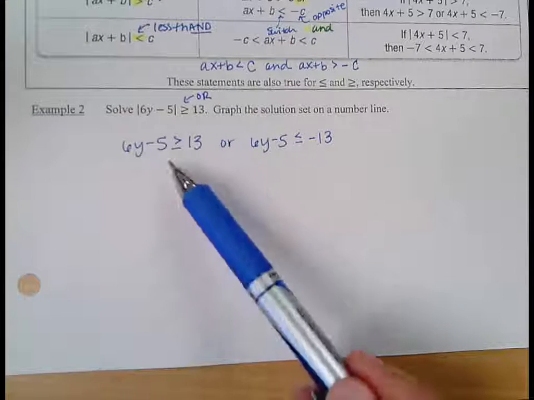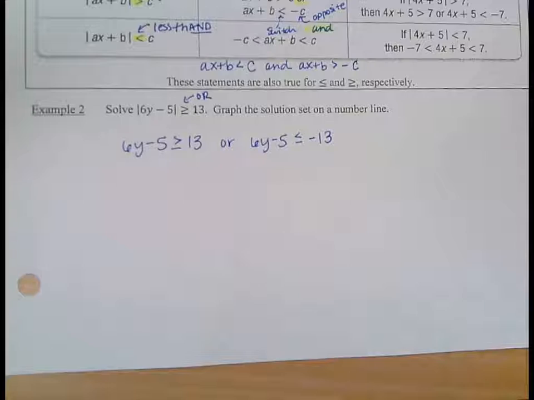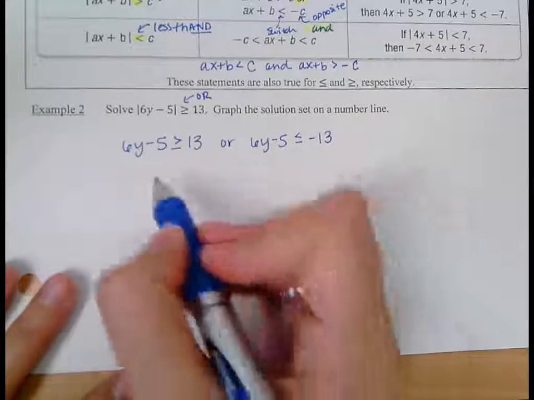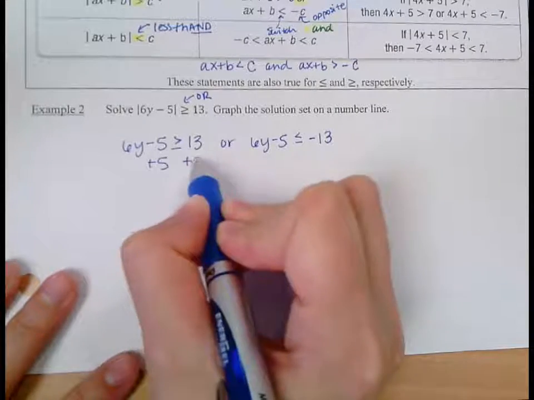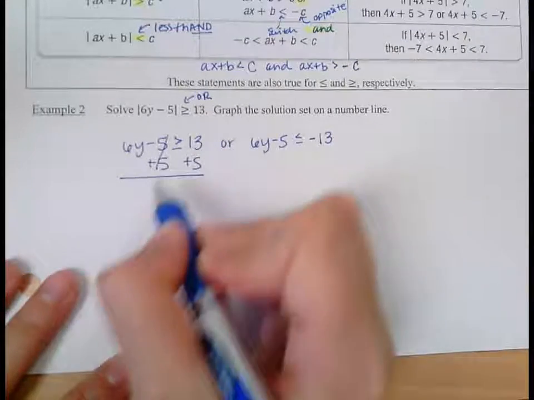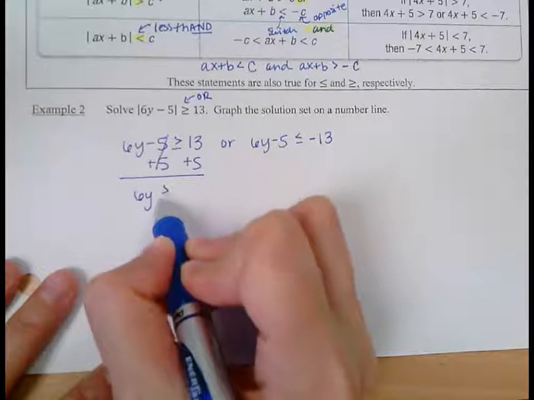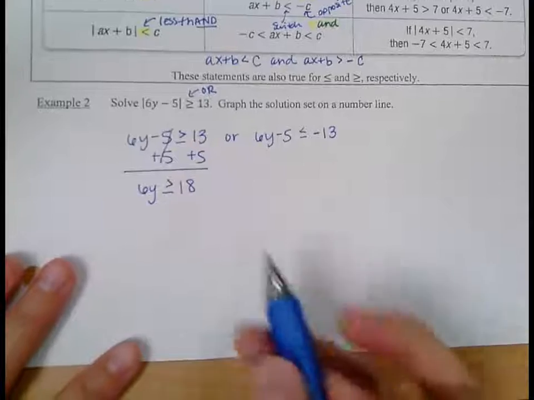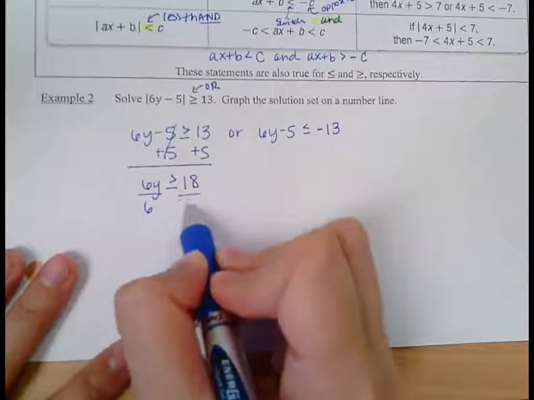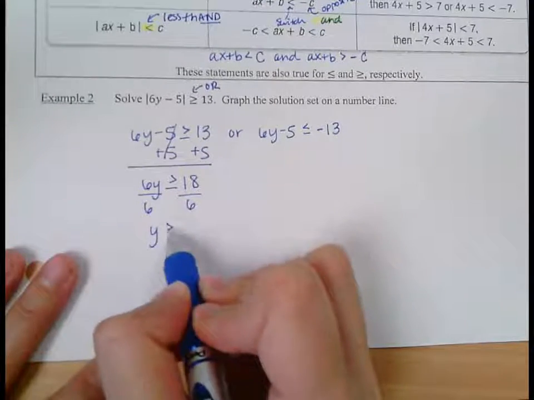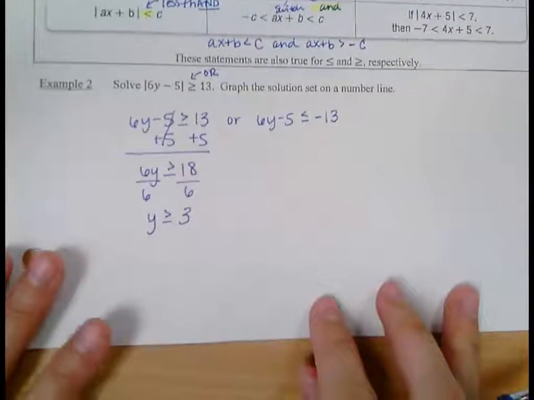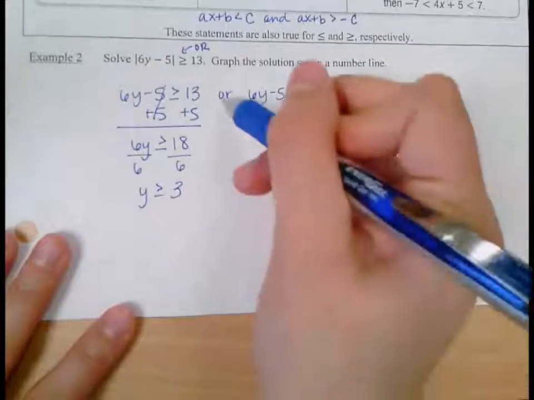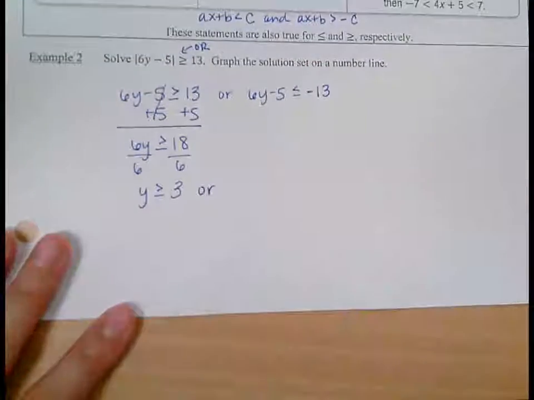So for an or, I have to solve these both separately and then put them together as my solution set. So solving the first inequality, I would add 5 to each side to solve for y. So 6y is greater than or equal to 13 plus 5 is 18. And then divide each side by 6. So y is greater than or equal to 3. And then I can bring down the or.